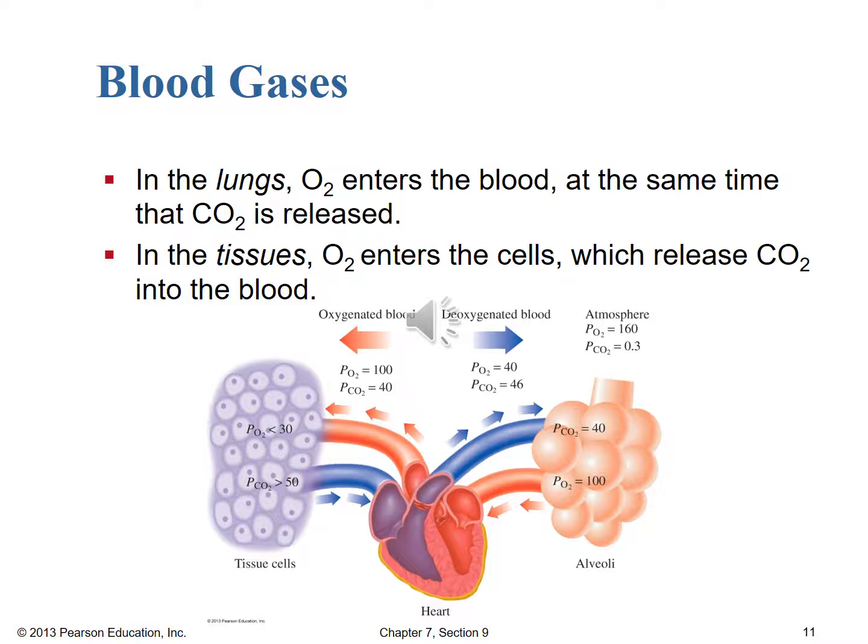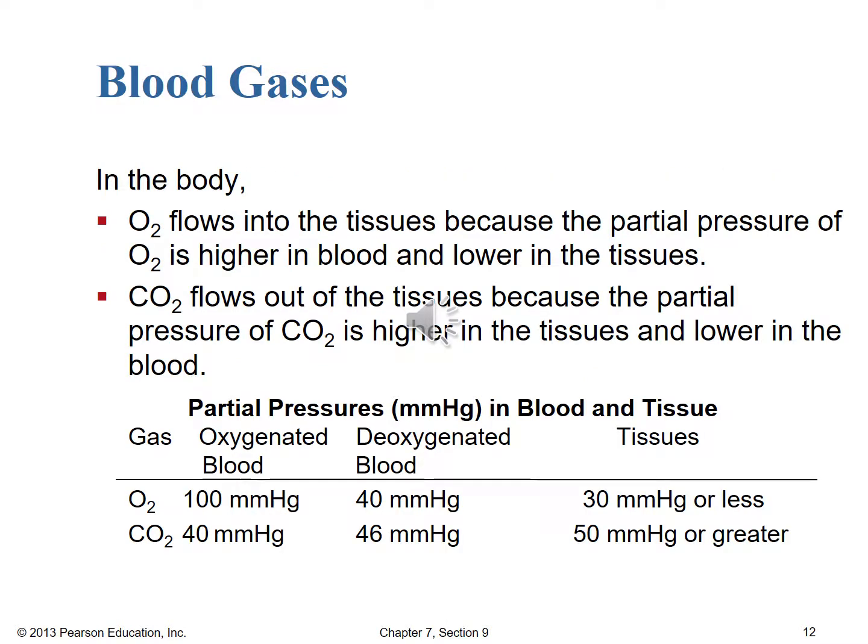So we're oxygenating in the lungs and then bringing that oxygen to the tissues, and finally bringing that CO2, the waste product of respiration, back to the lungs so that it can be released. The processes governing this in the body are these partial pressures. In the human body, or any animal that has lungs, as we humans do, O2 flows into the tissues because the partial pressure of O2 is higher in the blood and lower in the tissues. So it follows a concentration gradient, a pressure gradient in this case.